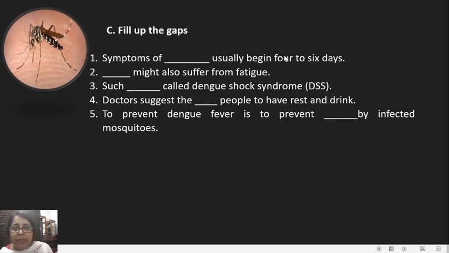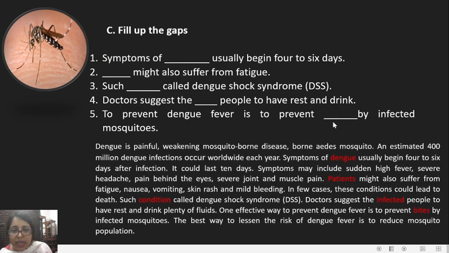Symptoms of dash usually begin from 4 to 6 days. So here you should write down what is the sentence. Can you remember, boys? Okay. So find out here symptoms of dengue. So here you should write down dengue. And last, dash might also suffer from patuga. So patient. So here you should write down patient.